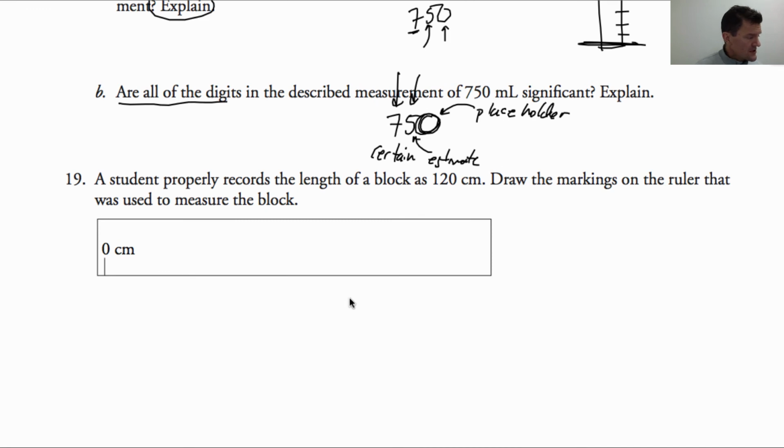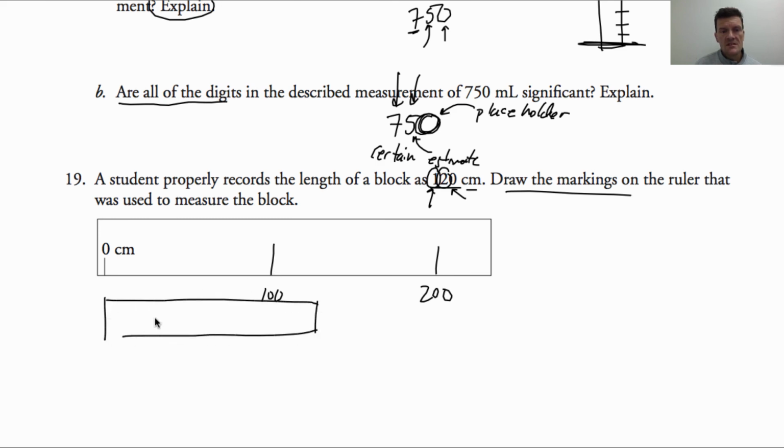Number 19. A student properly records the length of a block as 120 centimeters. Draw the markings on the ruler that was used to measure the block. Okay, if it's 120, then the 1 is certain, and the 2 is estimated. The 0 is just a placeholder. So if you were to use this, you could have markings every 100. Let's say like this, 100, 200, and then let's say that your object that you're measuring is something like this. This is your object.